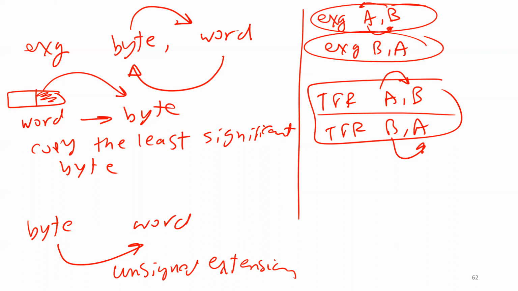Okay. So here now, if you exchange byte and word, how does this work? This is similar to what I did before. That means you are going to copy a byte to a word. How can you copy a byte to a word? Extension. So you are going to extend the byte to a word. Now, how can you copy a word to a byte? Again, as I explained before, for word to byte, you are going to take only the least significant byte. But from byte to word, you are going to do unsigned extension. So this instruction is going to do unsigned extension. Transfer is going to do signed extension.